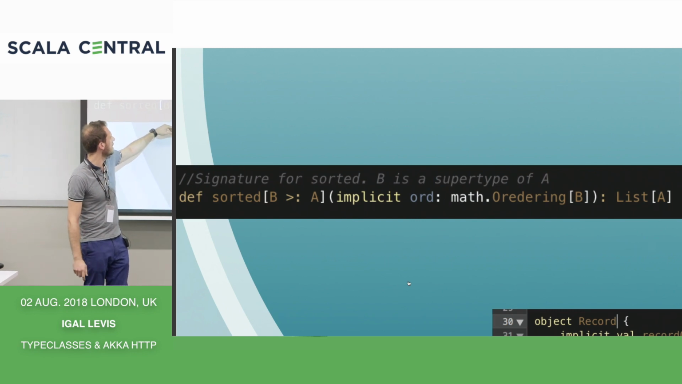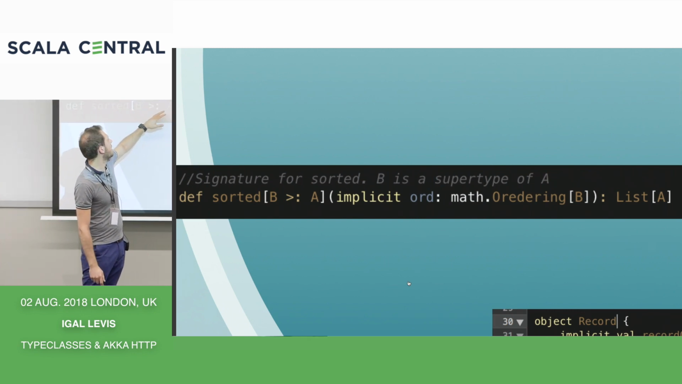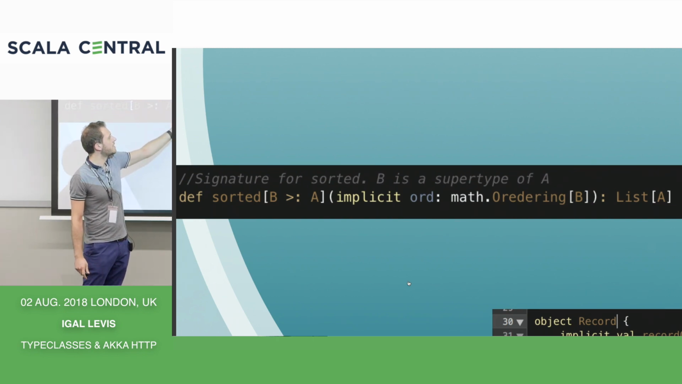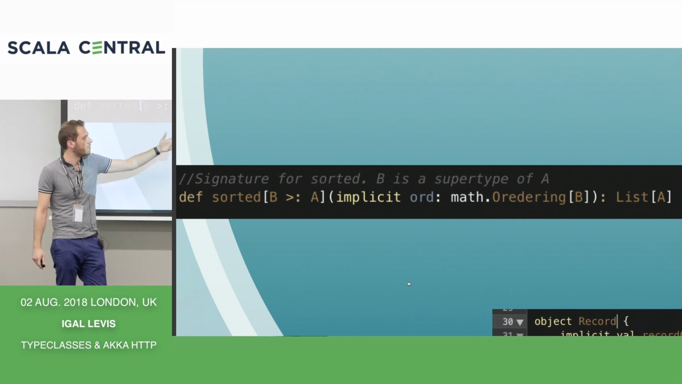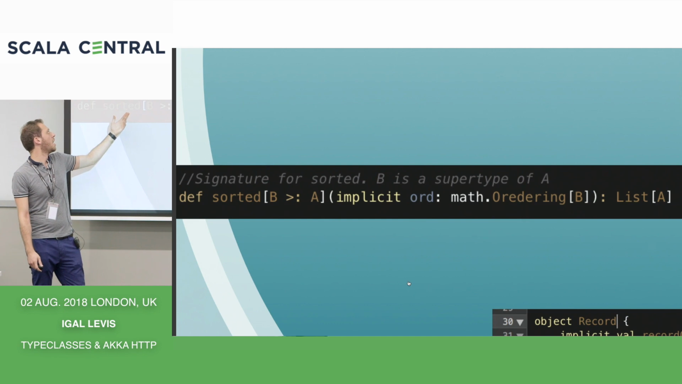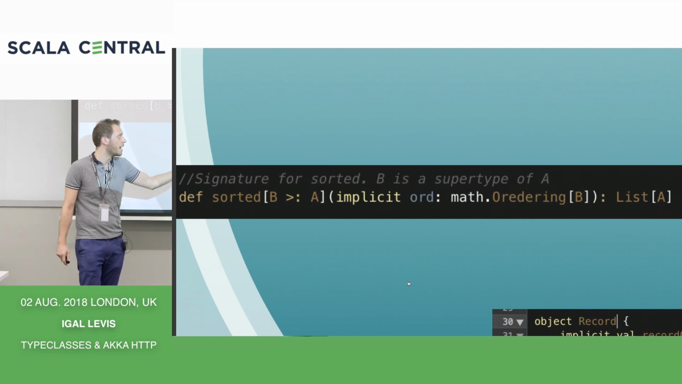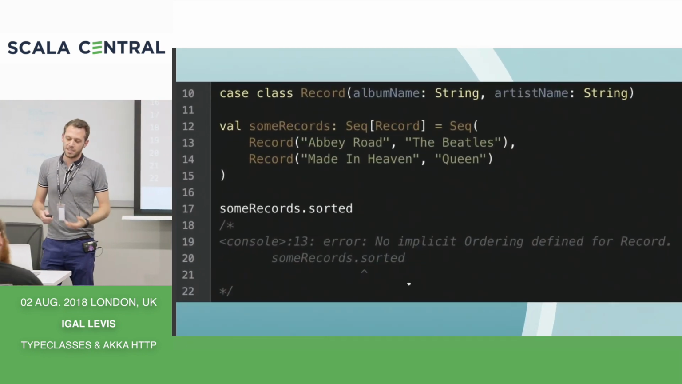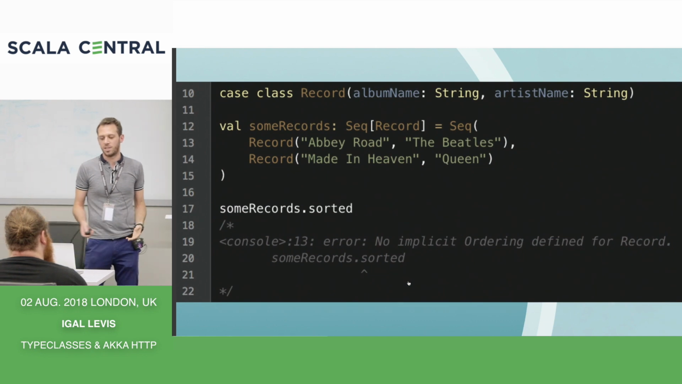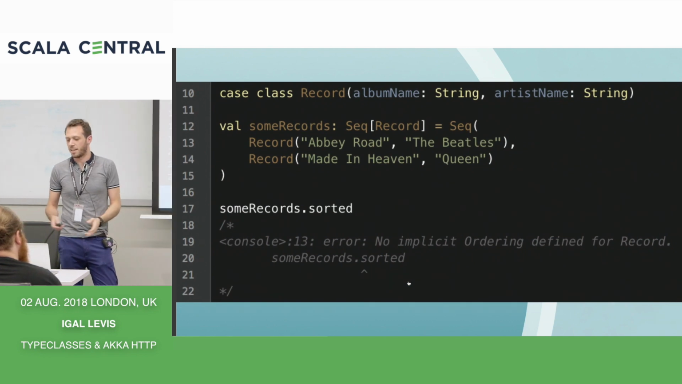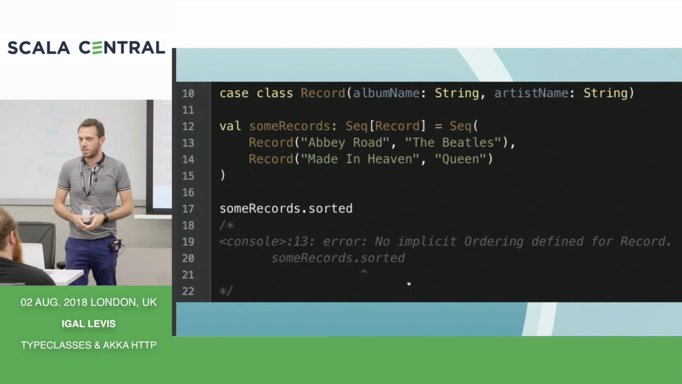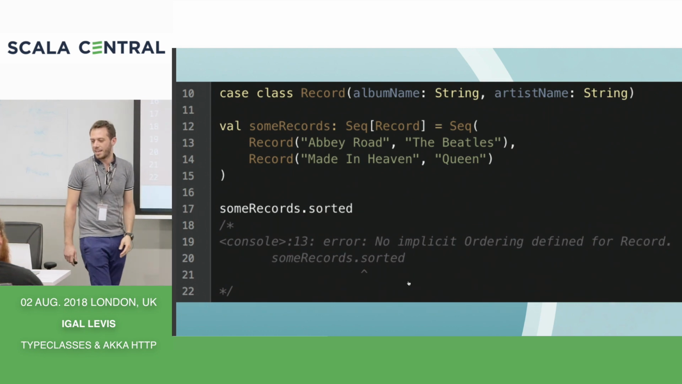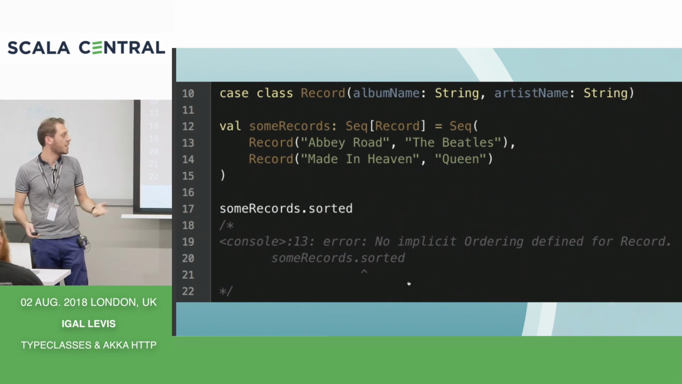So here we can see that for type B, and type A which is a subtype of B, we say that there is an implicit ordering defined, and that allows us to call the sorted method. In our previous example it was integer, but in our next example, let's assume that we have this class, which is a record, with an album name and the artist name. So I create a sequence, and if I try to sort it, then I'll get this error from my Scala compiler. It says no ordering is defined for my class Record.